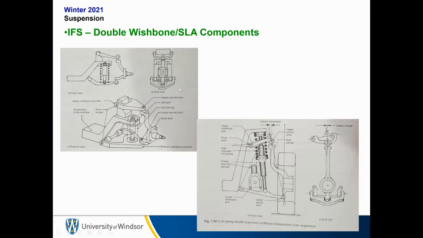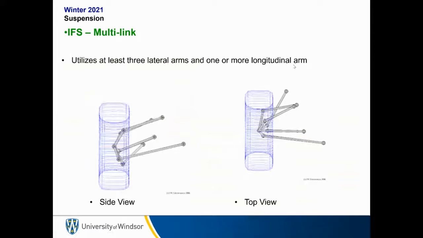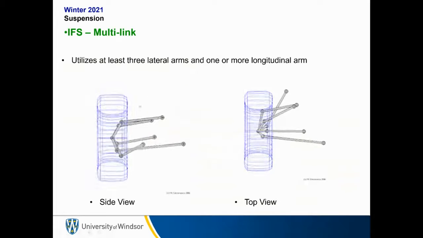Here are more details on the individual components in a double wishbone. Again, I'm not as concerned with knowledge of the individual components. However, you are free to look at these if you wish. And then the most complicated is called the multi-link.